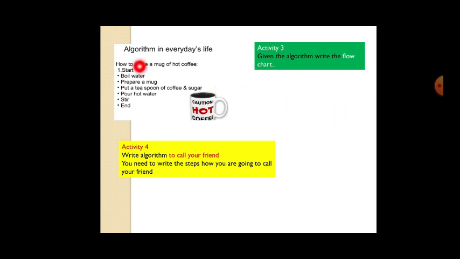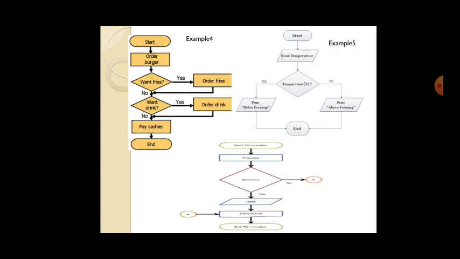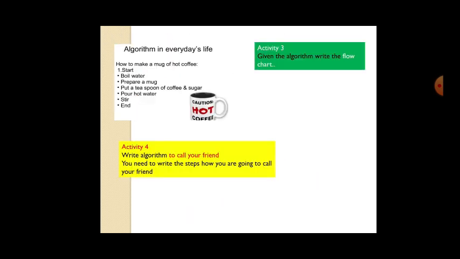So now, algorithms in everyday life. I have given you some activities here. This is the first activity 3. I already gave the first and second in the first video, so I'll continue with activity 3. Please do the activities. This is for your well-being. I have given you the algorithm here. Start, boil water, prepare a mug, put a teaspoon of coffee and sugar, pour hot water, stir, end. You need to write the flow chart for this. The algorithm is already given here, so please write a flow chart.